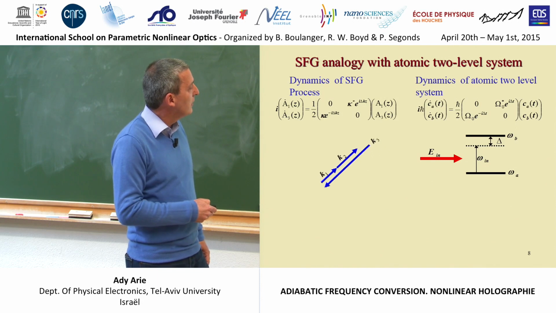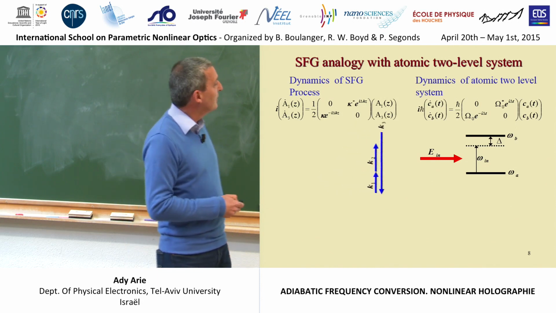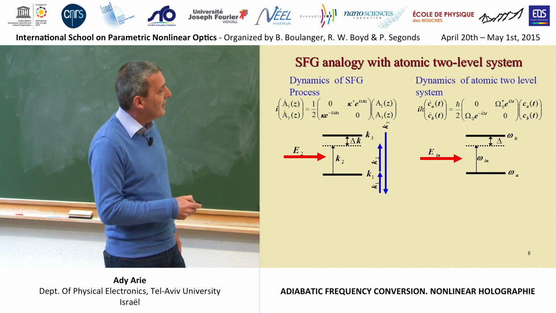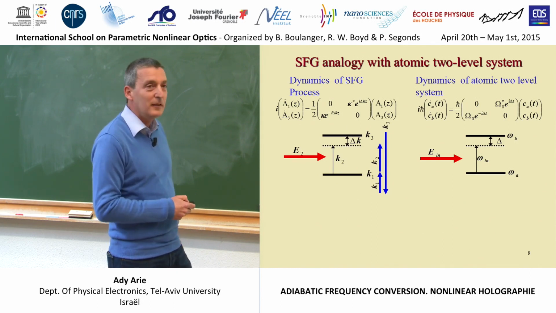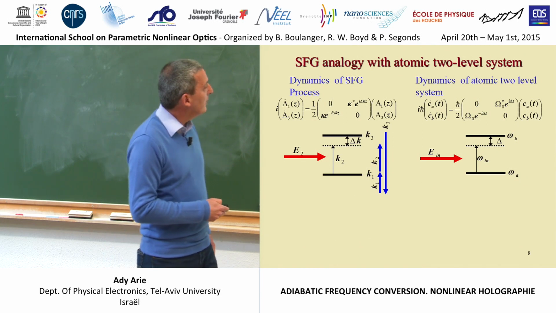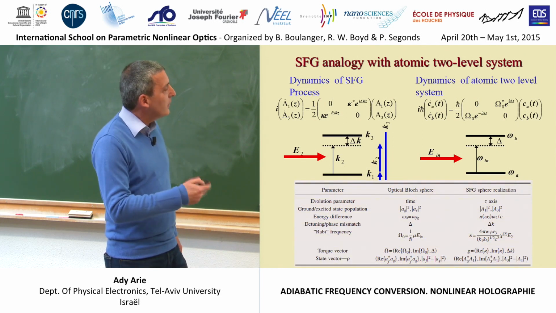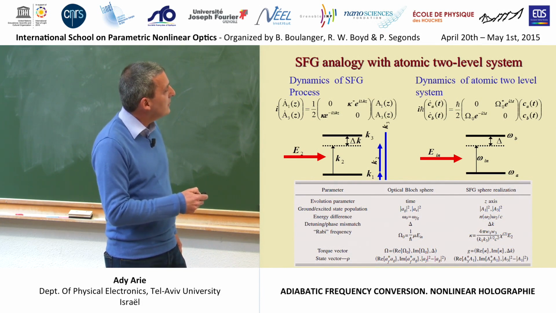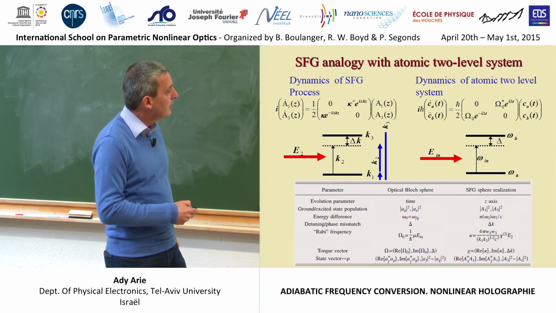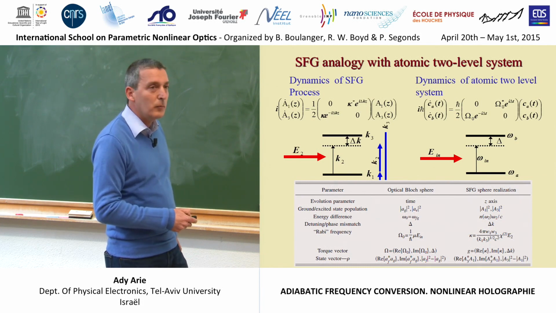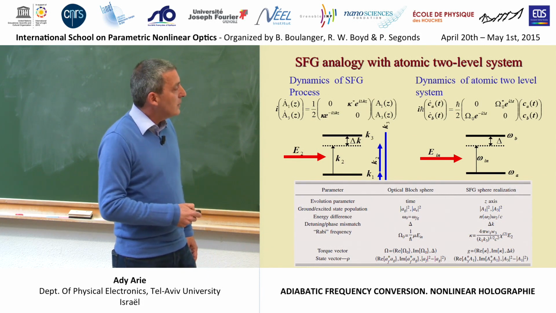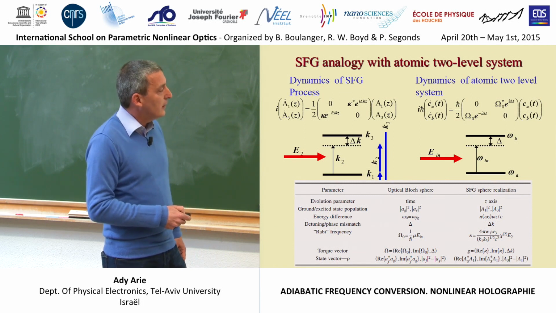So let me just do this very sophisticated animation. And we can see that, for example, the tuning is delta K here. But in fact, we can go over all the parameters. For example, the time axis, this is easy because this is d/dt, and this is d/dz. So the time axis becomes the propagation axis in nonlinear optics. Then the ground state and excited state populations are the intensities at omega 1 and omega 3.